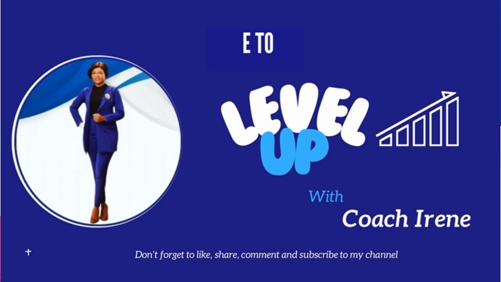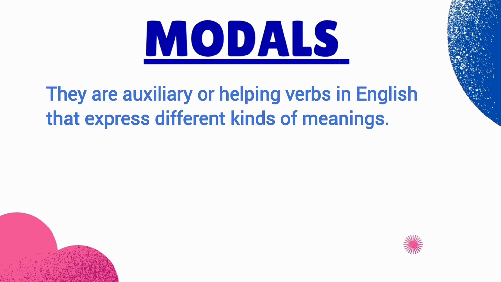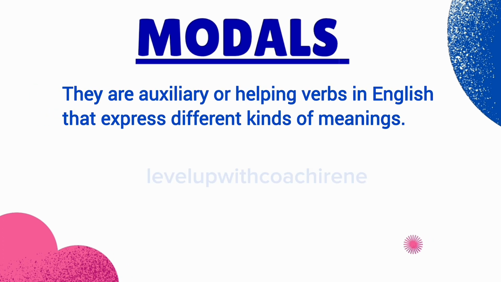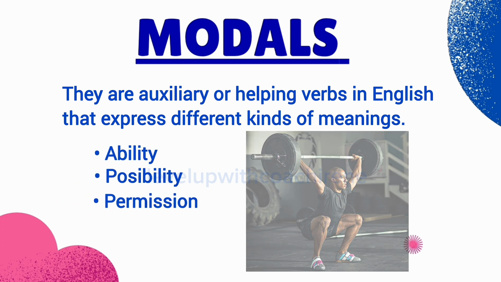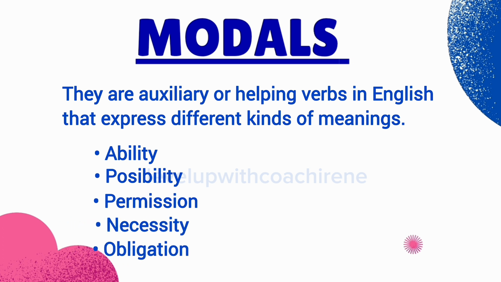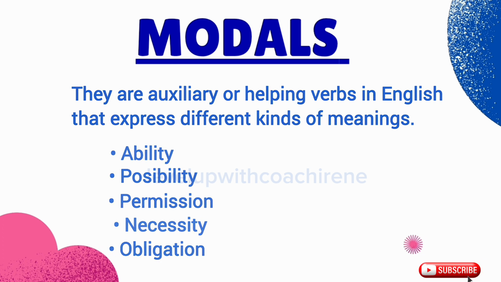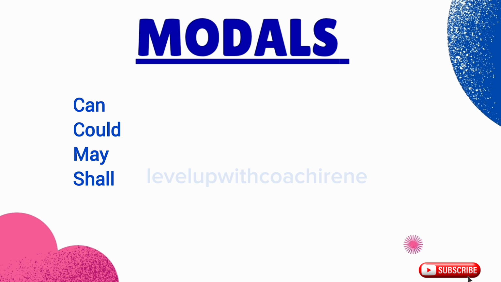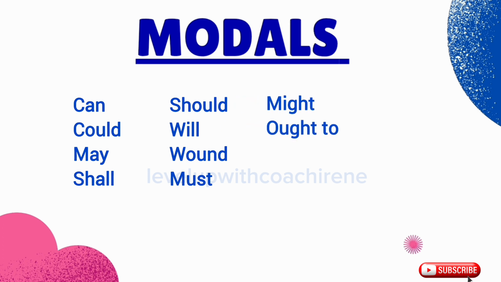To begin, what are modals? Modals are auxiliary or helping verbs in English that express different kinds of meanings, such as ability, possibility, permission, necessity, and obligation. They are used alongside the main verb of a sentence to convey these ideas. They include can, could, may, shall, should, will, would, must, might, ought to, need, dare.